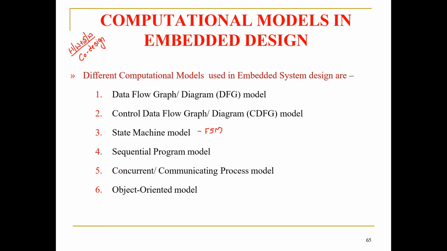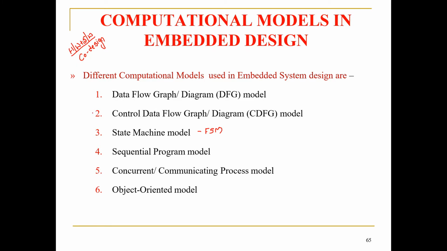The fifth one is the concurrent communicating process model, where the entire task will be split up into small components and you are going to interconnect them. The last one is called the object oriented model, where the task that your embedded system has to perform will be divided into various objects, and these objects will be interlinked using classes. So we need to study all these six models in detail.